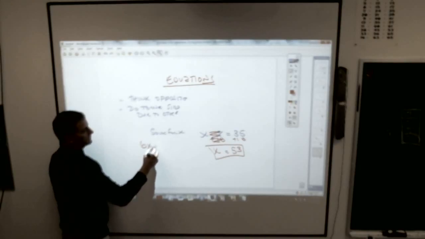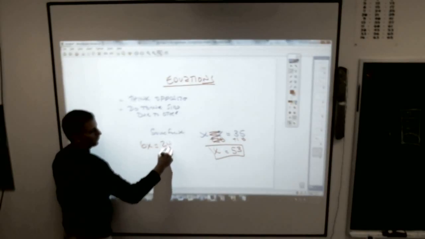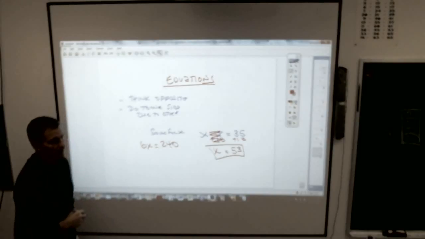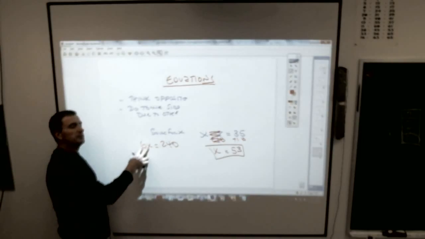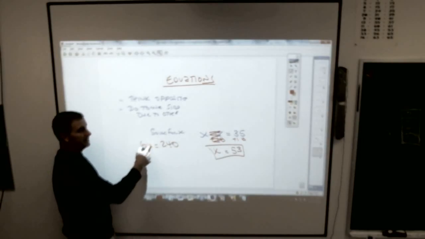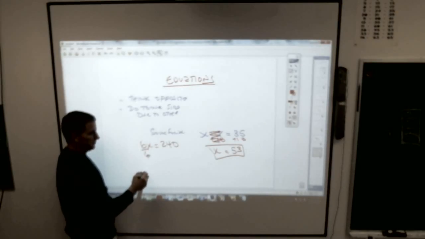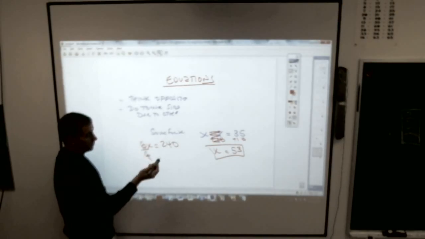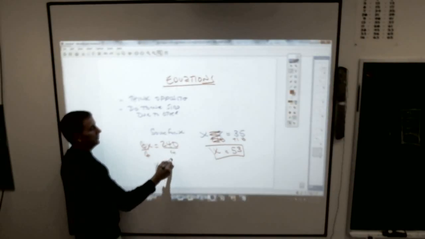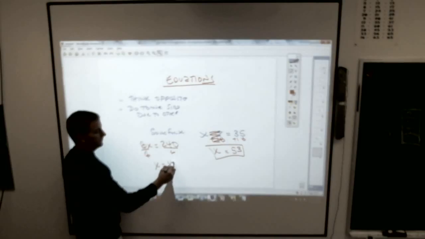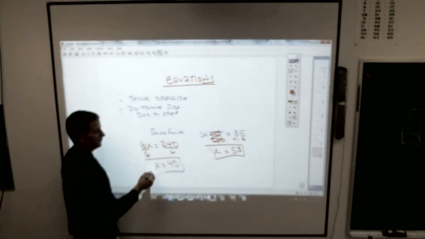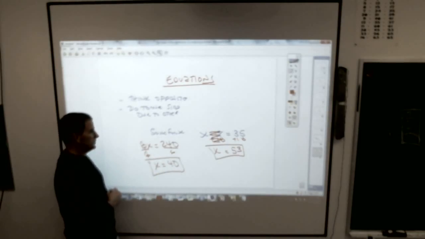If 6x equals 240, what type of equation is it? It's a multiplication because it says 6 times x is 240. What's the opposite of that? Division. You divide 6 by 6. You're left with 1, but that is just 1x. Divide 240 by 6, you have 40. X equals 40.